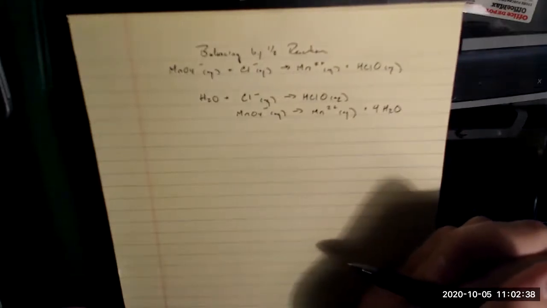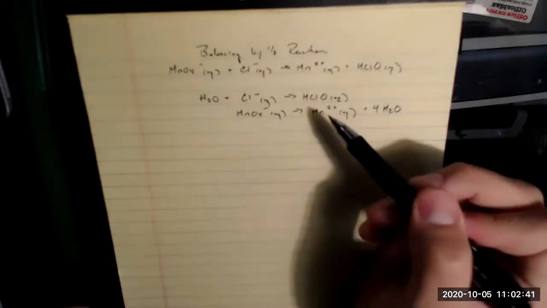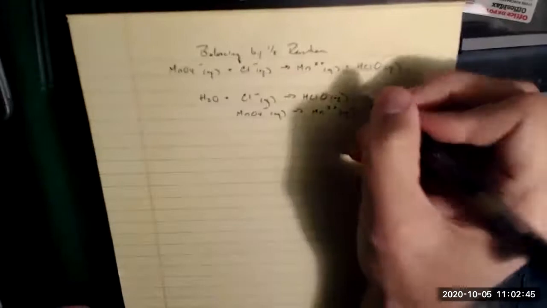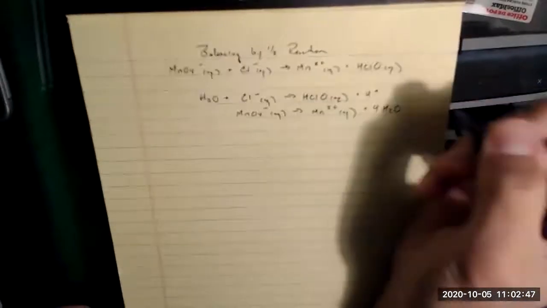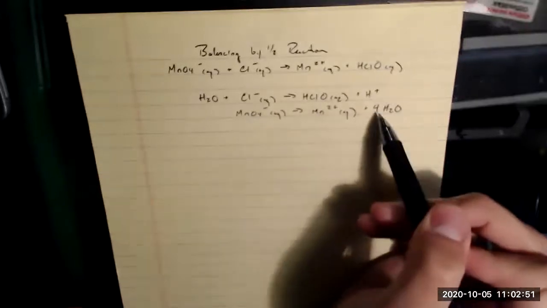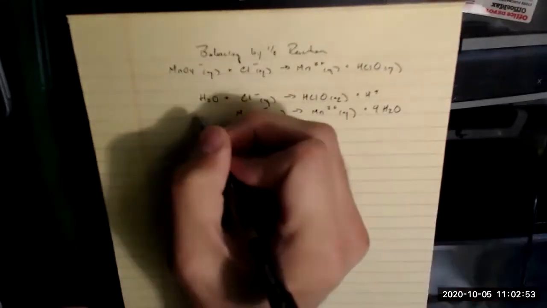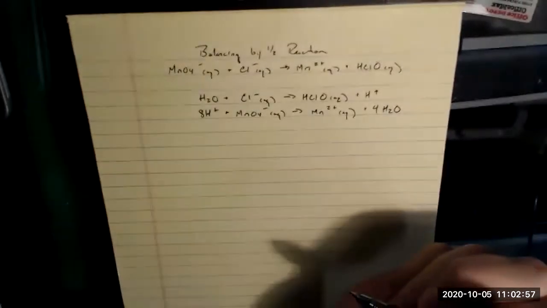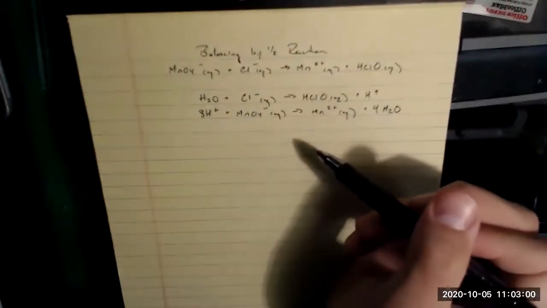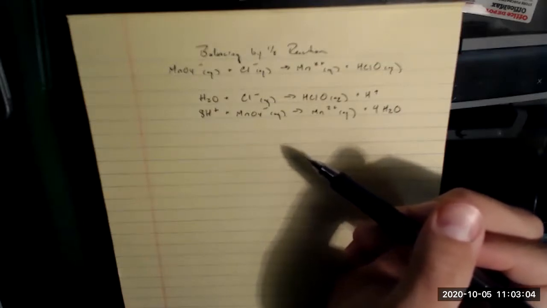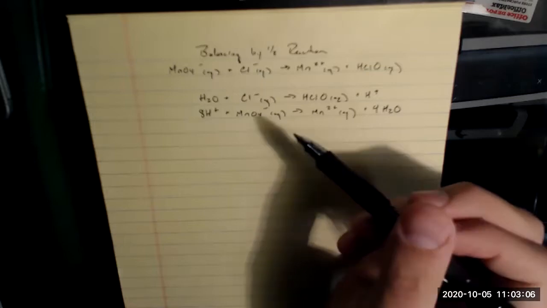Then I look at my hydrogens. Okay. My top reaction, I have 1 hydrogen and 2 hydrogens. So I need an extra one over here. No hydrogens, 8 hydrogens. So I need 8 hydrogens on the left-hand side. So now I've balanced all the atoms. The last step before I start comparing my reactions is to balance the charge.